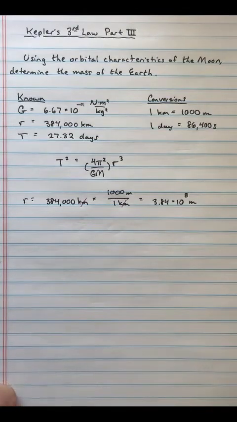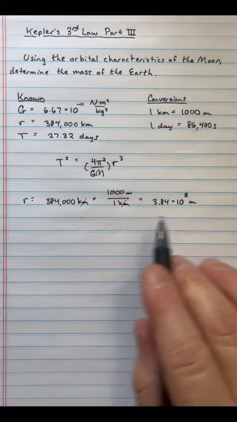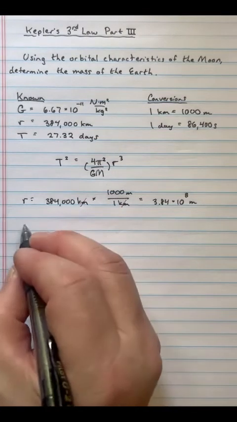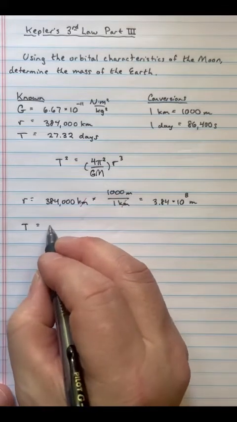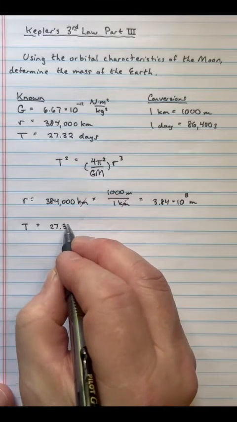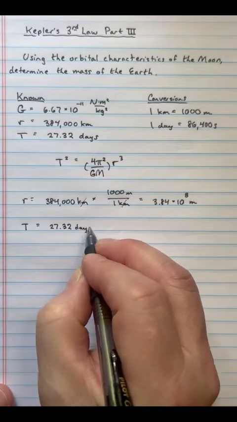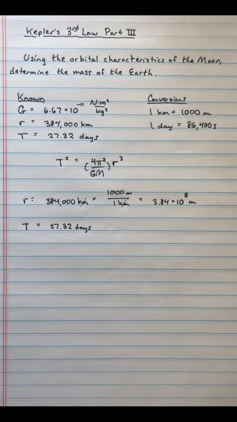Kilometers cancels kilometers. Okay. So there's my distance in meters, right? How about the period? Period's a little trickier, but not too much trickier. So 27.32 days. Now, by the way, this is not the period that you would notice by the phases of the moon. That period is called the synodic period.